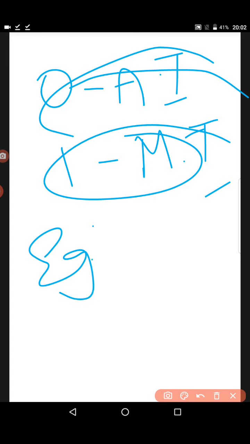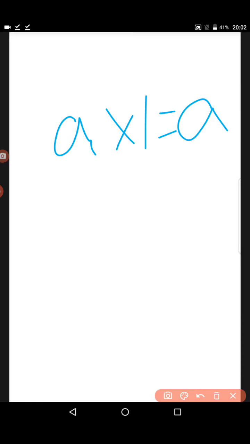One small example. A plus 0 is A, so that is the additive identity. Then what? A into 1 is A. That's all. This is about additive identity and multiplicative identity. Hope you are clear with it.